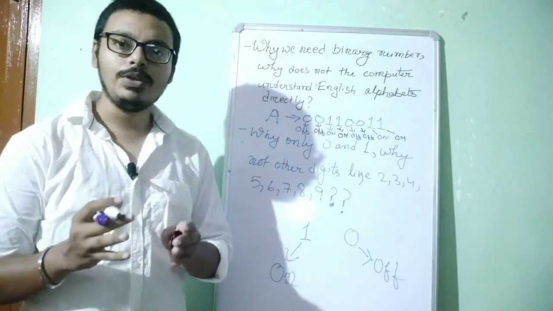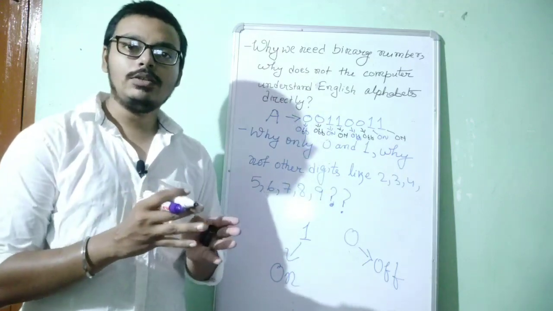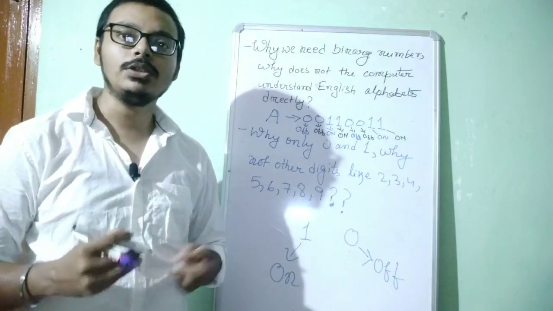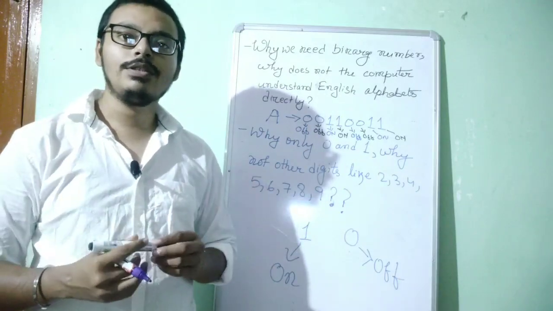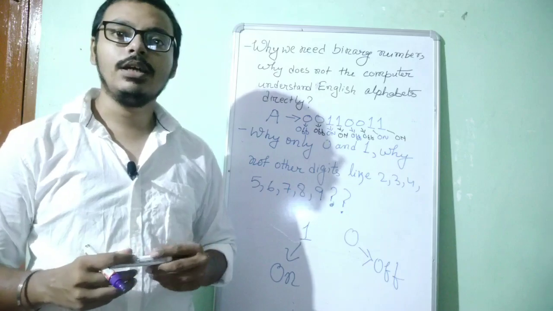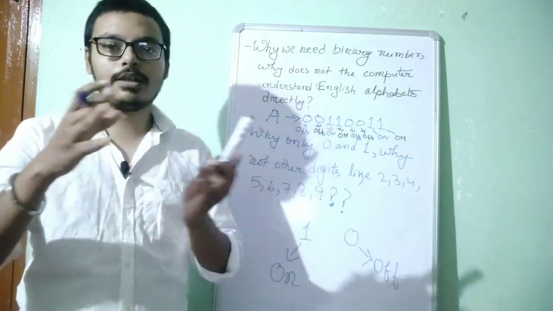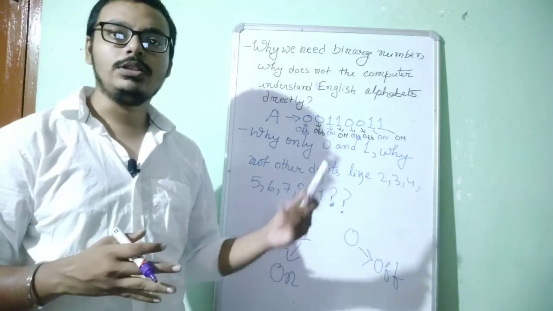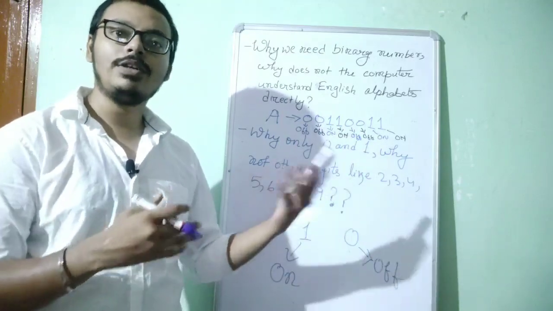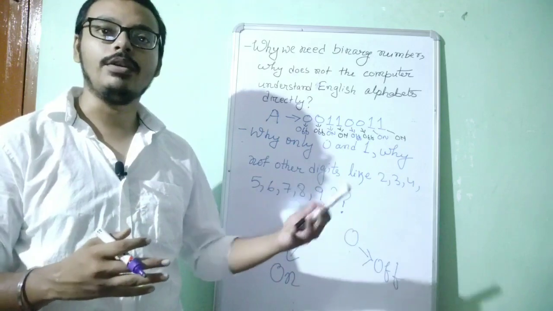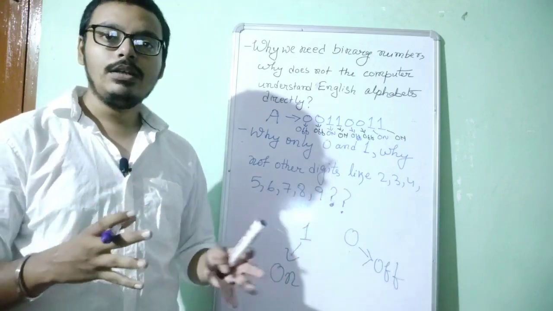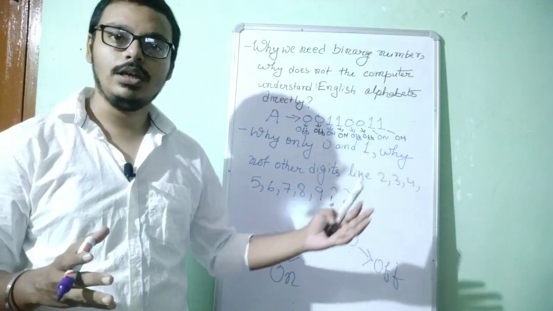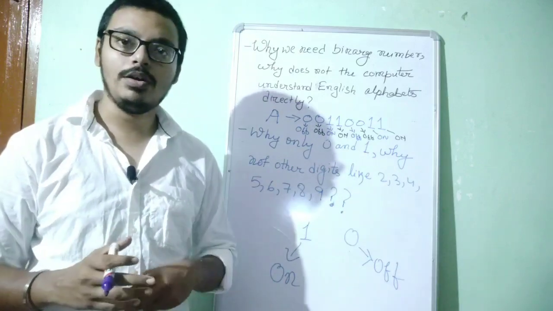Alright, I hope you got the idea why we use 0 and 1 and not any other digits, because there are no different phases, only two phases: either electricity will pass or electricity will not pass. That's why we represent by two things, 0 and 1. We could have taken any other digits, say 2 and 3, or 4 and 5, but commonly we take 0 and 1, which we have considered already.